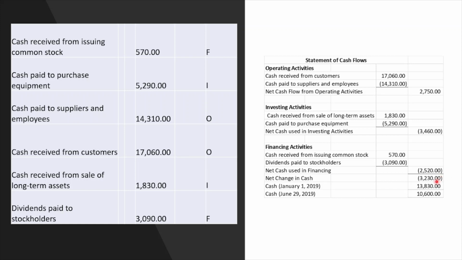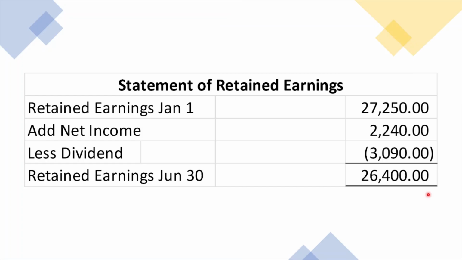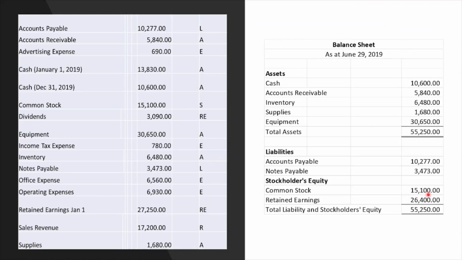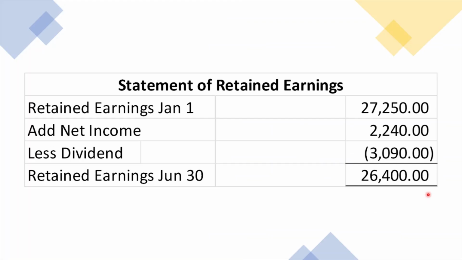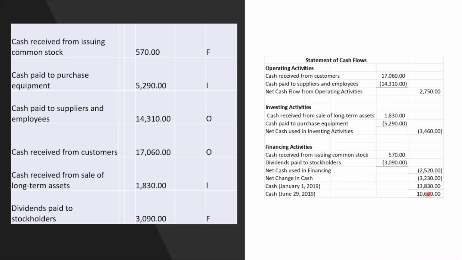When you add that to the beginning cash, this is a reduction, right? So when you reduce the beginning cash by that change, you have 10,600, which if we want to verify, we see that it matches our cash in the balance sheet. That's what we want to do. This is a form of reconciliation. It helps us to be sure that our balance sheet is good. That's what it does.